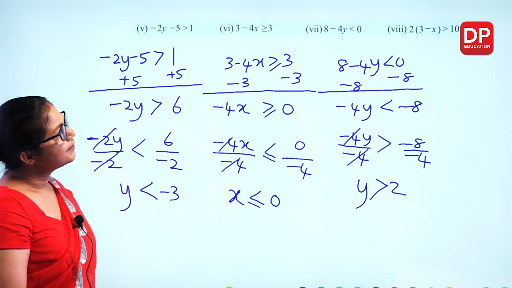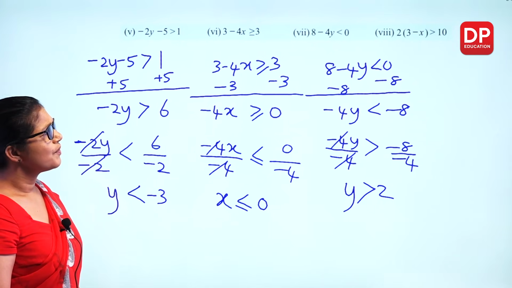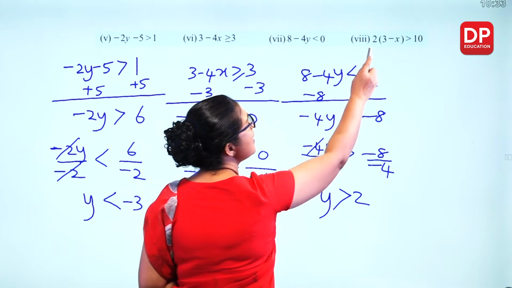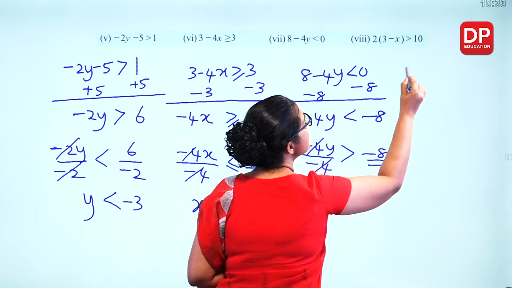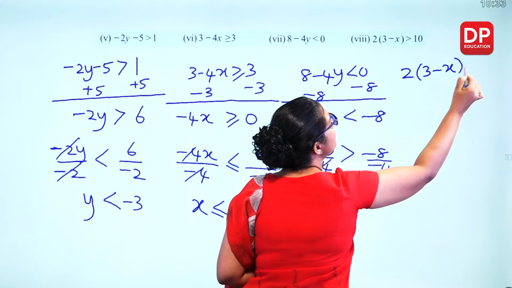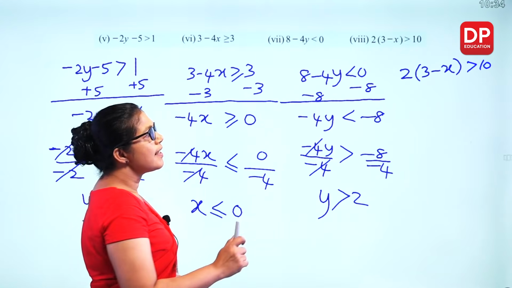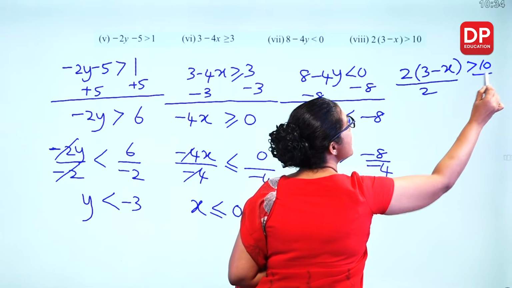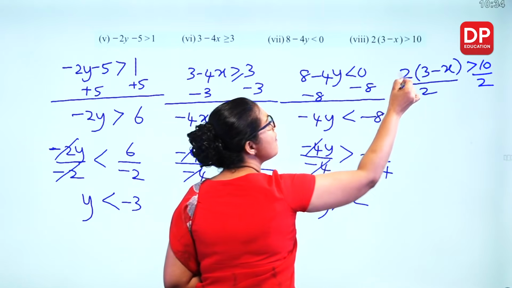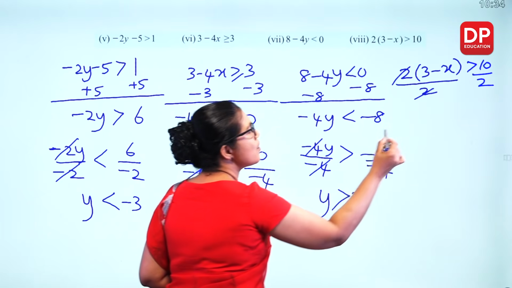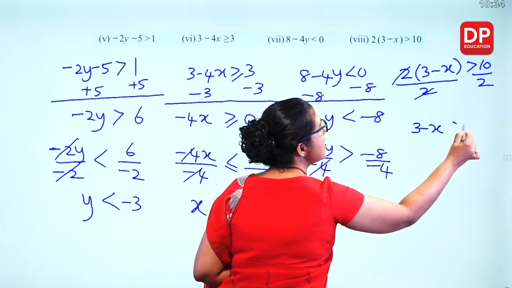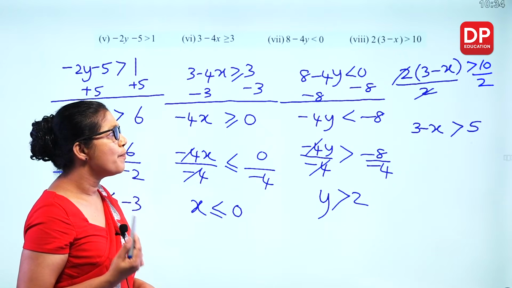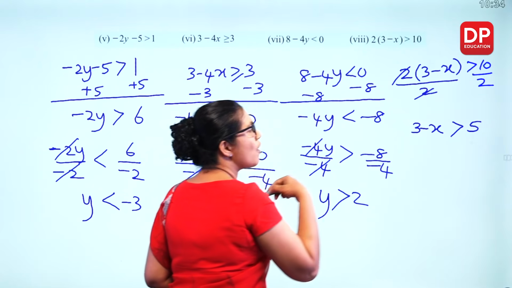Now look at the next one. What's the difference there? There's a bracket also. So you need to get rid of the number in front. So what's the first step you can do? First thing you can do, you can get rid of this number 2. So I can divide both sides by 2. When I divide this by 2, this 2 gets cancelled out and you are getting 3 minus x greater than 10 divided by 2, which is 5. Now you have no brackets. So we can solve it easily.